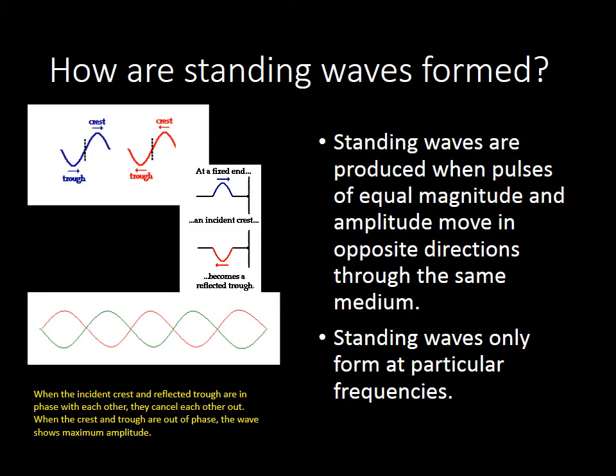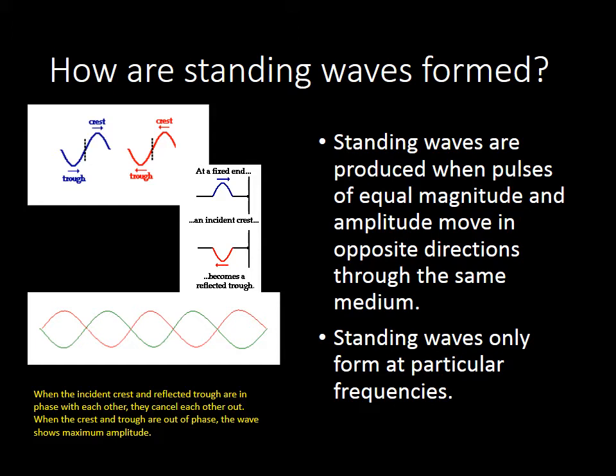So how are standing waves formed? Well, standing waves are formed or produced when pulses of equal magnitude and amplitude move in opposite directions through the same medium. So let's say that I've got a rope that's attached to the doorknob, and I send a pulse down that rope. When I send that pulse down, it travels down as a crest, and when it hits the doorknob, when it hits that boundary medium, the door, it's reflected back in the rope, but this time when it's reflected back, it becomes a trough, a reflected trough that's traveling in the opposite direction.